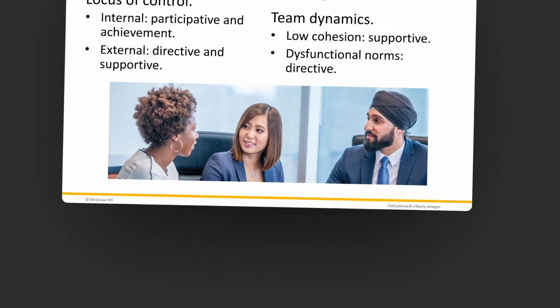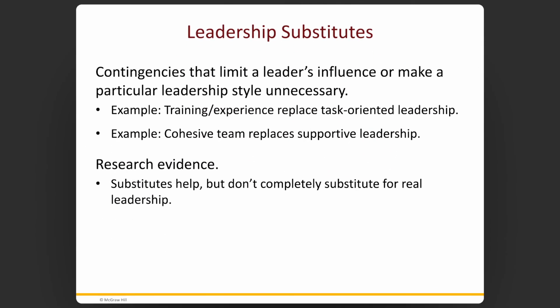What about leadership substitutes? Leadership substitutes can be defined as contingencies that limit a leader's influence or make a particular leadership style unnecessary. Let's talk about some examples. Training and experience may be used to replace a more task-oriented leadership style. So you come with more training and experience as a way of countering the need to lead in a task-oriented kind of way.